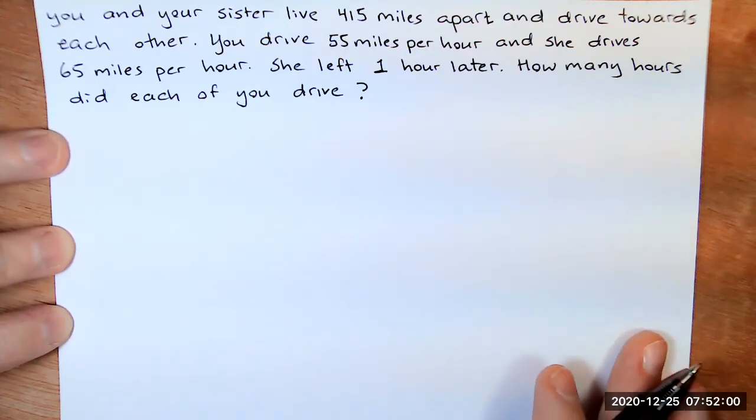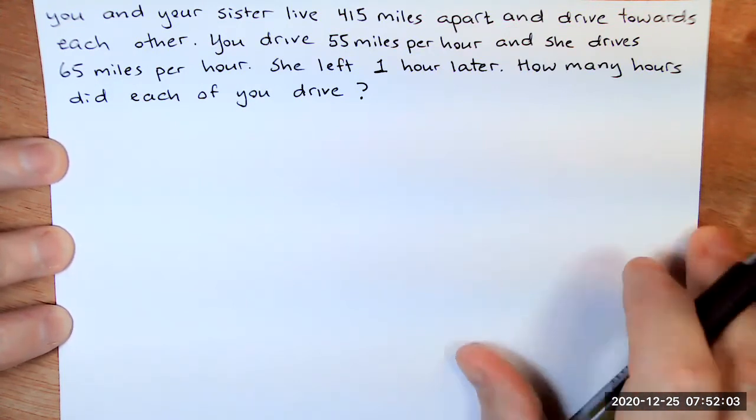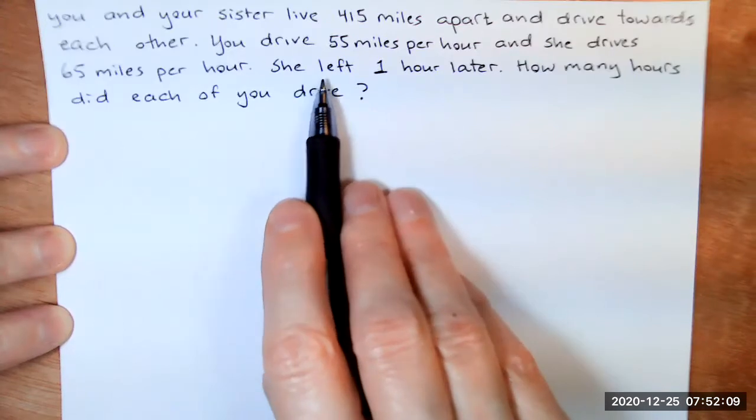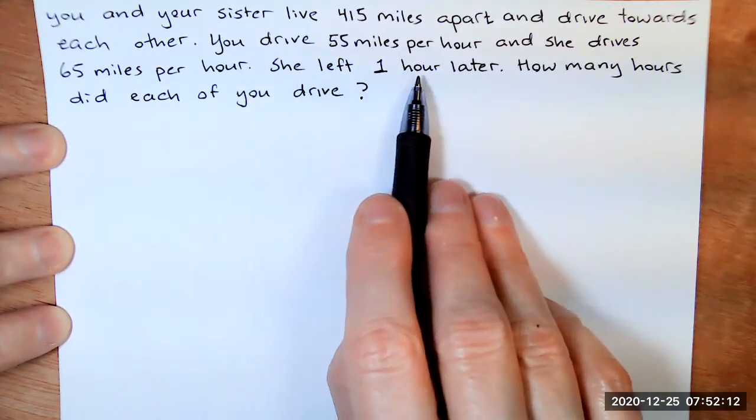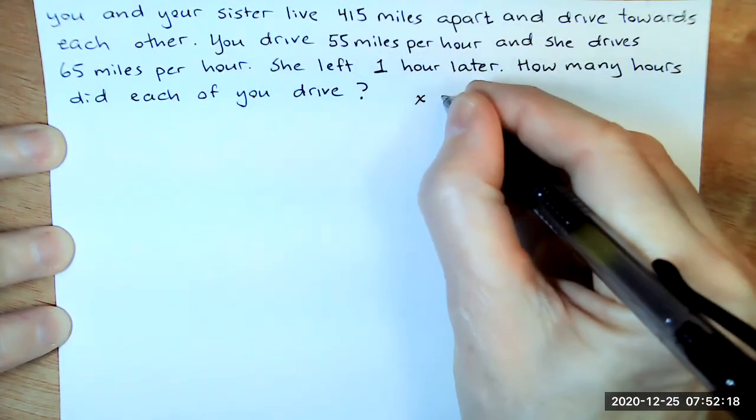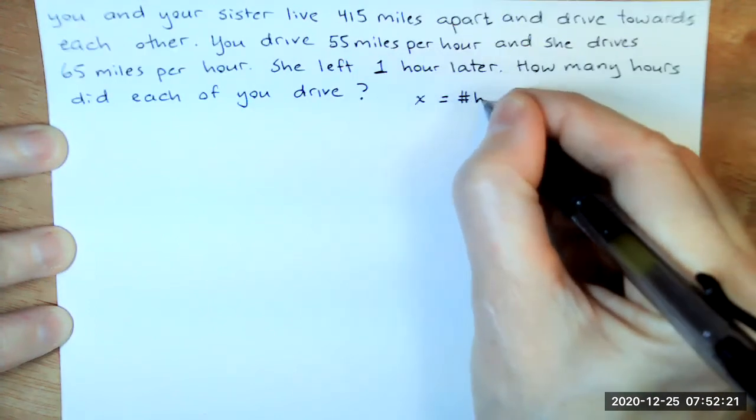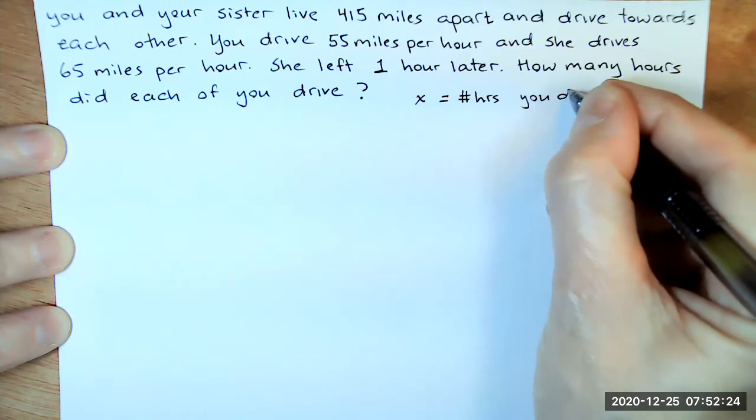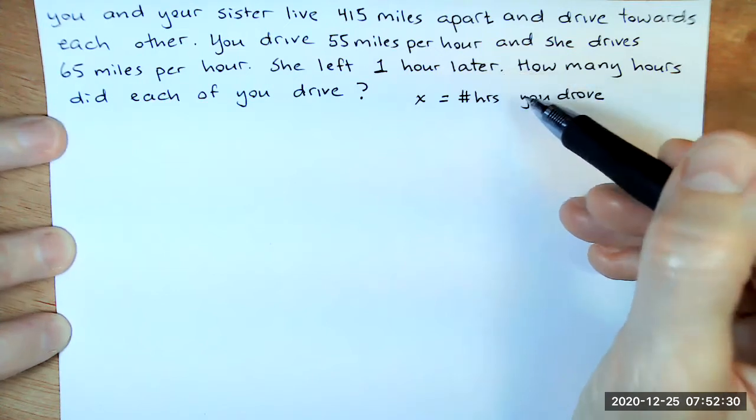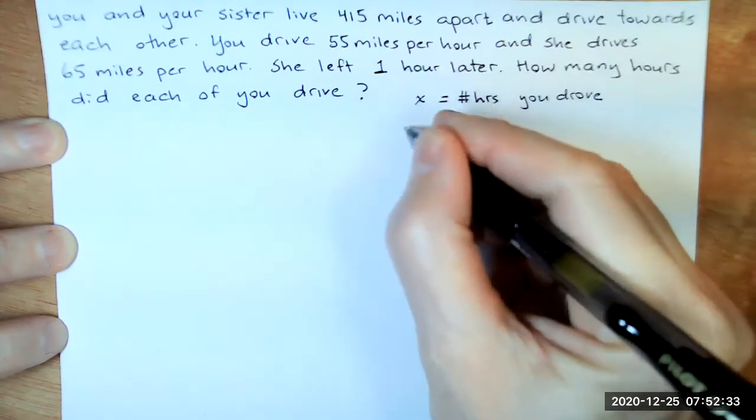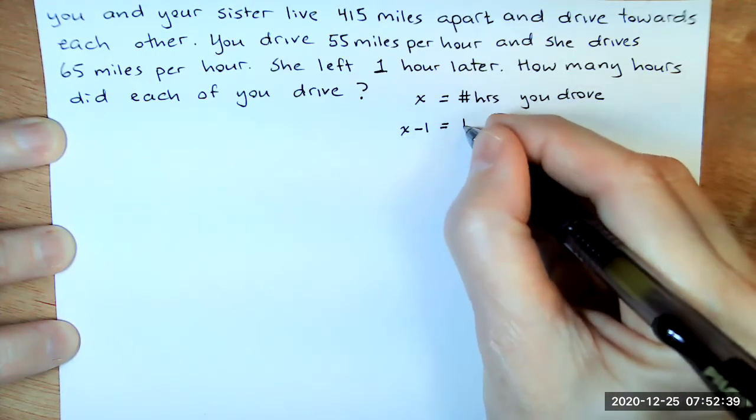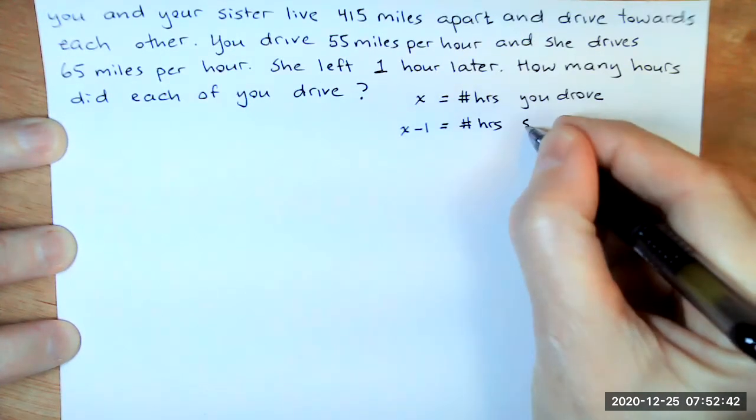All right, the first thing you want to do is name your variables. So we're looking for how many hours each of you drove. She left 1 hour later, so we can use this description to find her variable. So let's call X the number of hours you drove. If she left 1 hour later, then she drove less hours. So that would be the number of hours that your sister drove.